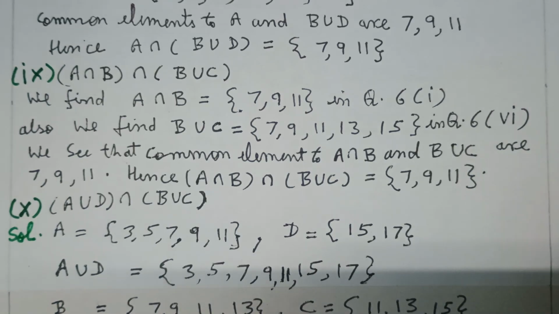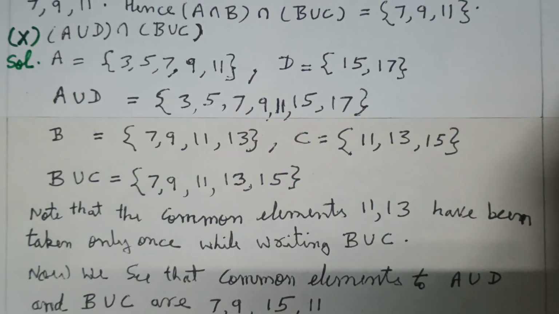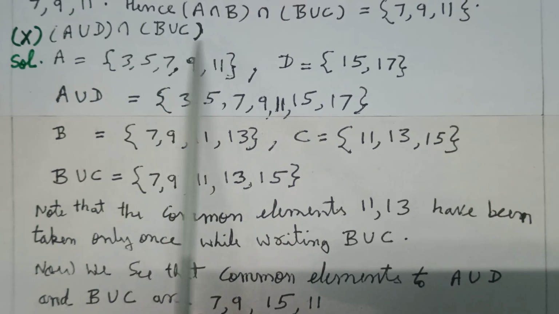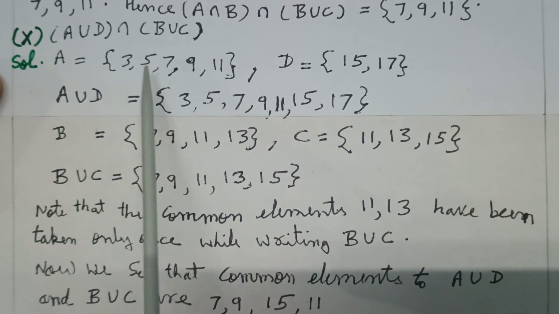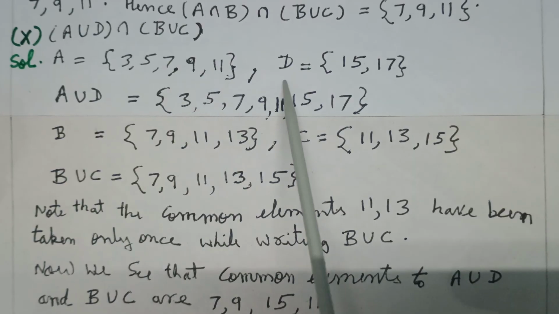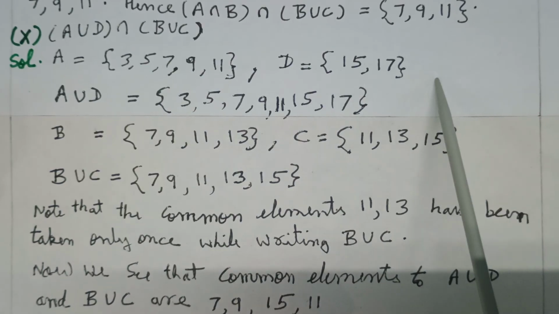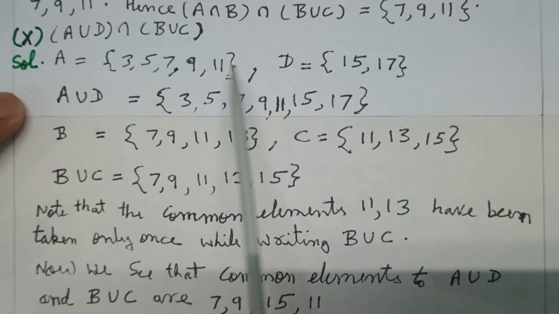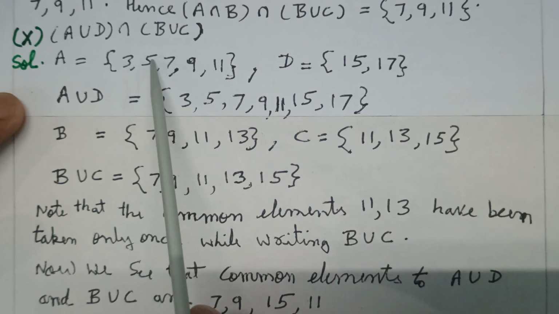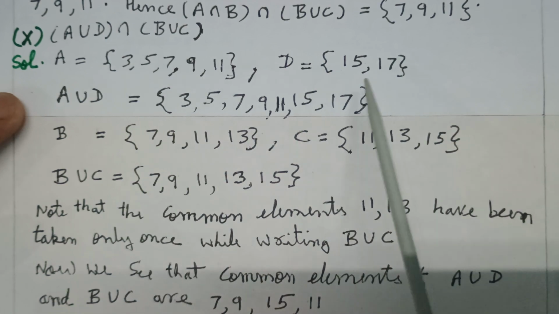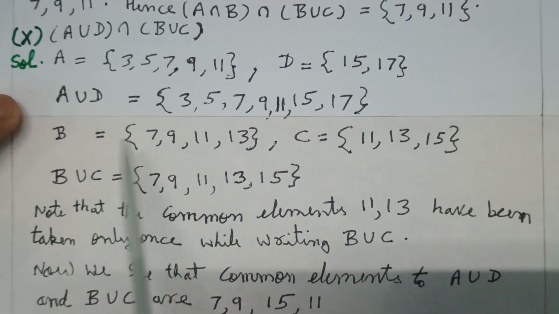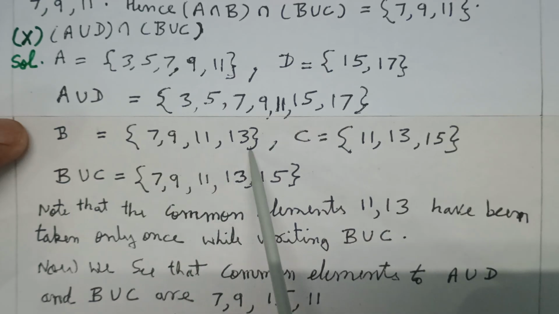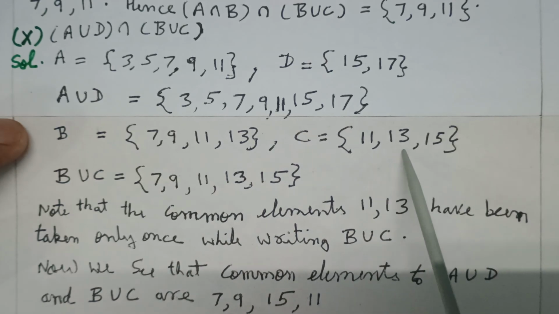Now 10th part. A union D intersection B union C. Solution. A is the set of elements 3, 5, 7, 9, 11. D is the set of elements 15, 17. And so A union D, A और D की union. So 3, 5, 7, 9, 11 और D के element 15, 17. Now B is given with the elements 7, 9, 11, 13 and C is equal to 11, 13, 15.